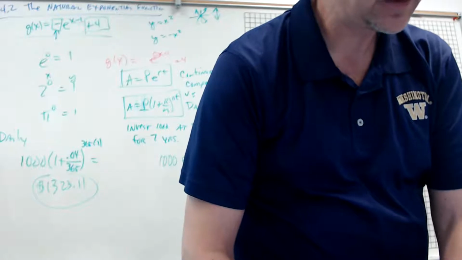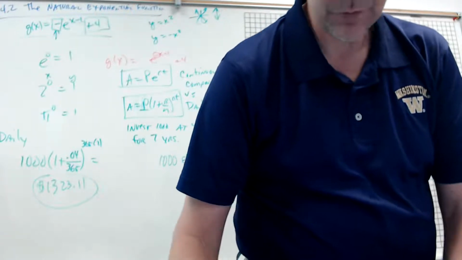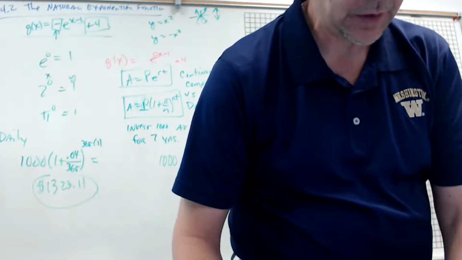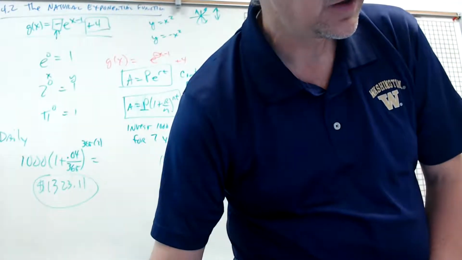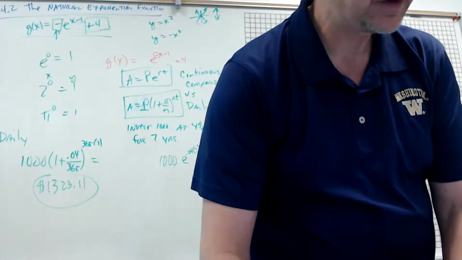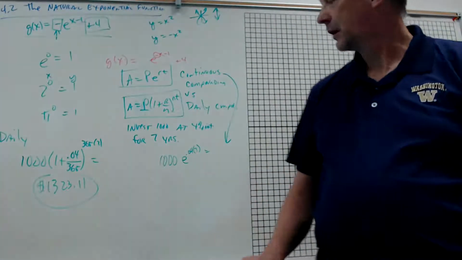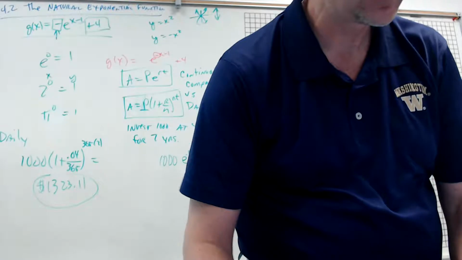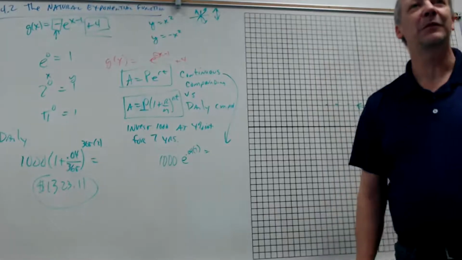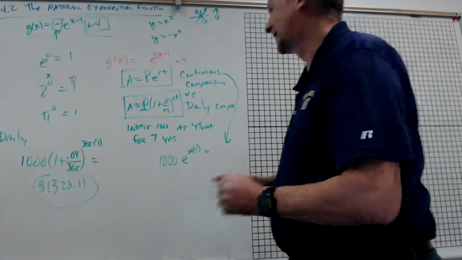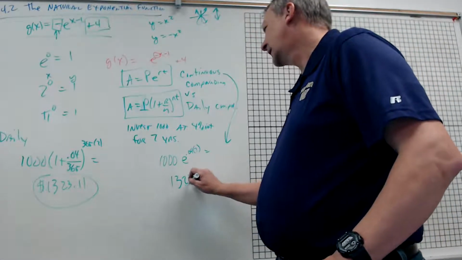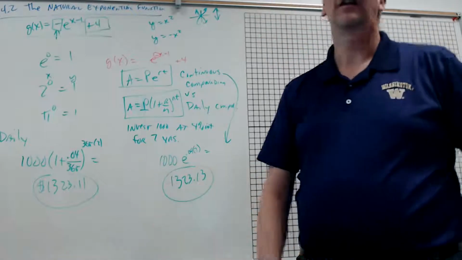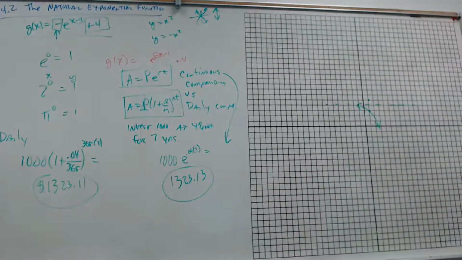And continuously equals 1,000 times EXP, hopefully that's the right function, to the 0.04 times 7 years. Oh, look at that. What was the difference? 2 cents. 1323.13. Okay. So you can make 2 more cents in 7 years. Definitely worth it though. Right. Okay.